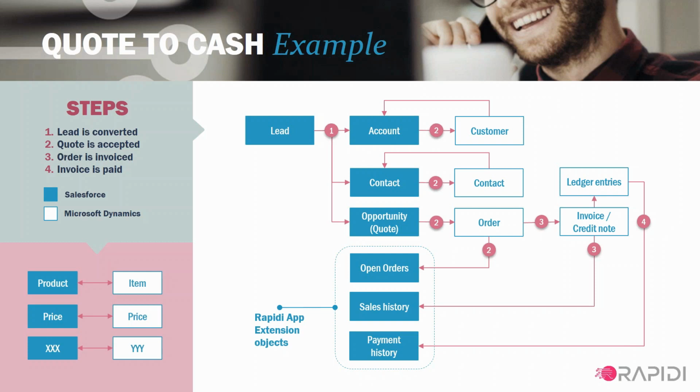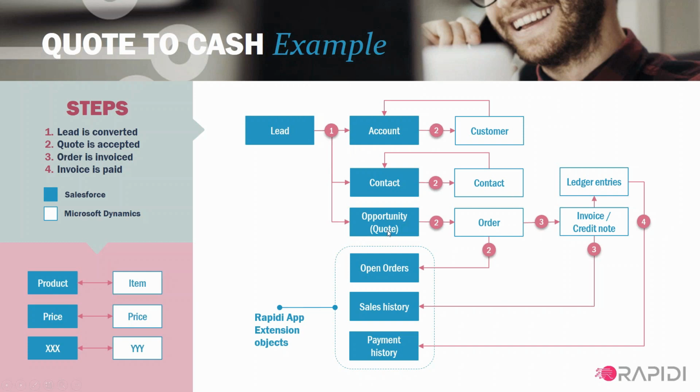Those three objects are Rapidi App Extension objects. They come free out of the box with the Rapidi Online solution. They're unmanaged, so you can change them and basically modify them any way you want to match your specific needs if you want to. But you can also just use them out of the box.